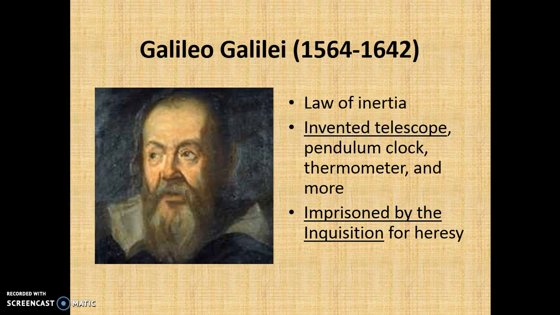Galileo is the inventor of the telescope. He uses that instrument to prove Copernicus' theory correct, and he also invented the pendulum clock, thermometer, and other useful items. He was imprisoned by the Inquisition for his theories on the planets because they went against church teachings.